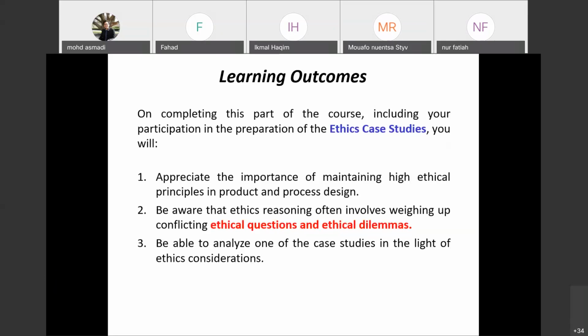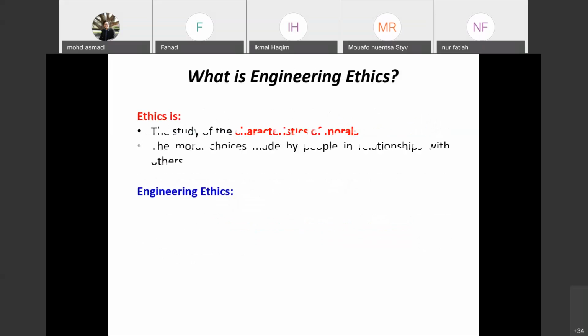is to appreciate the importance of maintaining ethical principles as a chemical engineer. Be aware that ethical reasoning often involves weighing up competing ethical obligations and ethical dilemmas. Sometimes you have a dilemma: either you throw the waste, or you become a whistleblower. But as an engineer, what do you have to do? Every engineer has a dilemma. Be able to analyze a case study of ethical considerations. So what is engineering ethics?